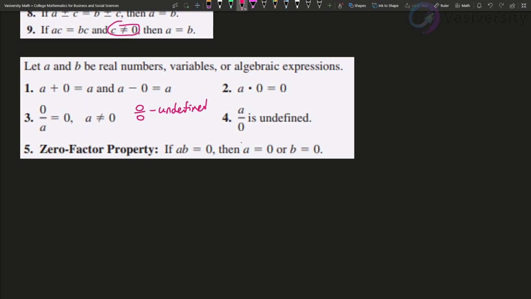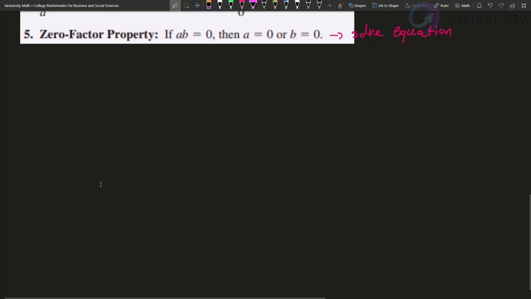So we also have the zero factor property. If a times b is equal to 0, then either a is equal to 0 or b is equal to 0. And why is it useful? Through that property, we can later on solve equations, which we will talk about in the upcoming lessons. And one of the very important parts of algebra is the properties of operations and fractions. So let's take a look at the following properties.